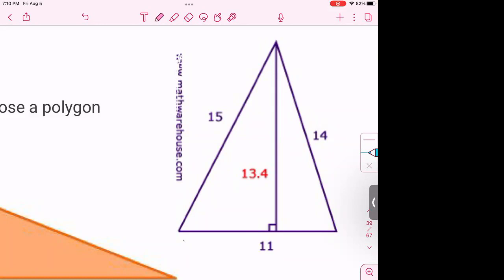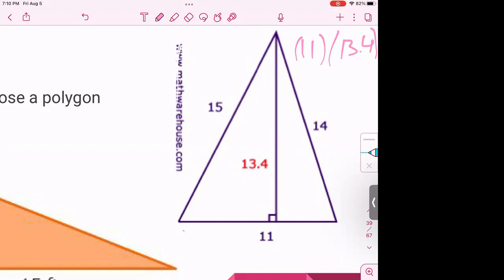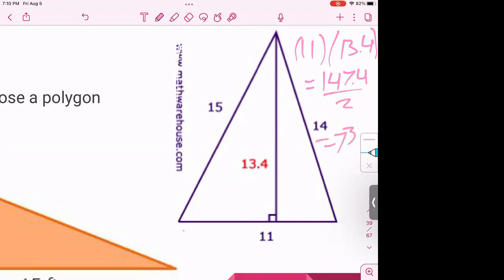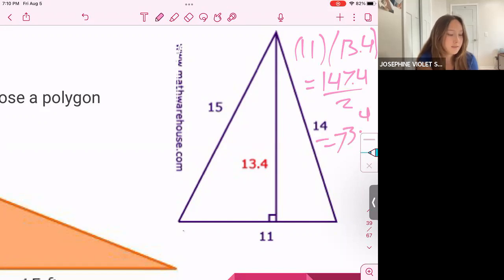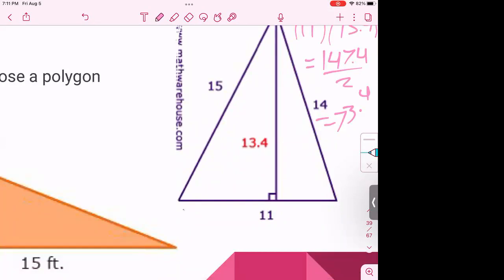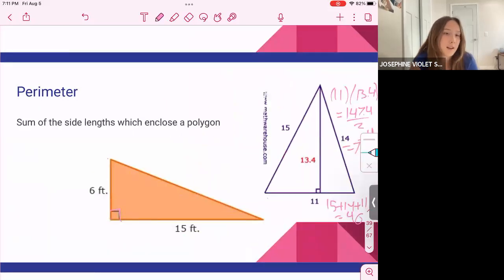Okay, so I did 11 times 13.4. I got 147.4. And then I divided by 2 to get 73.7. Great. That's exactly right. I'm trusting your calculator because I don't actually know the answer. And for perimeter, I just added 15, 14, 11, and I got 40. Nice. Super great. Okay, that's really awesome. Thanks, guys, for participating.